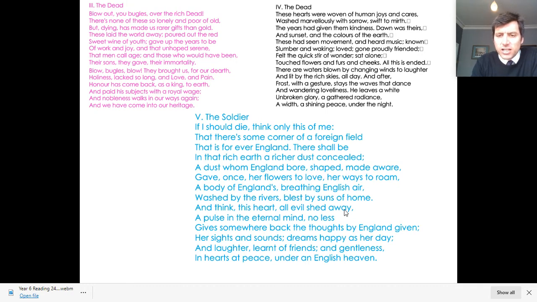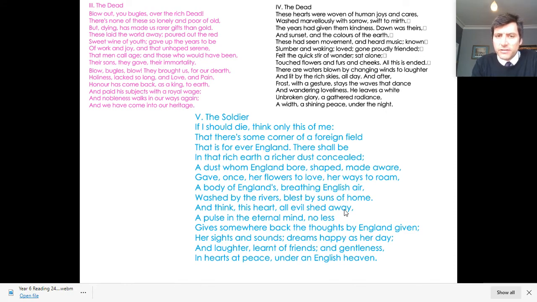Gave once her flowers to love, her ways to roam, a body of England's breathing air, washed by the rivers, blessed by sons of home, and think its heart all evil shed away. A pulse in the eternal mind, no less, gives somewhere back the thoughts by England given. Her sights and sounds, dreams happy as a day, and laughter learnt of friends, and gentleness in hearts at peace under an English heaven.